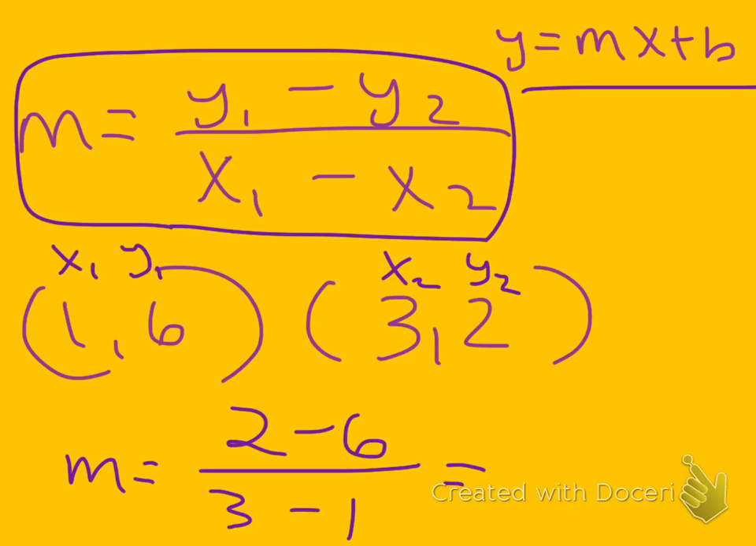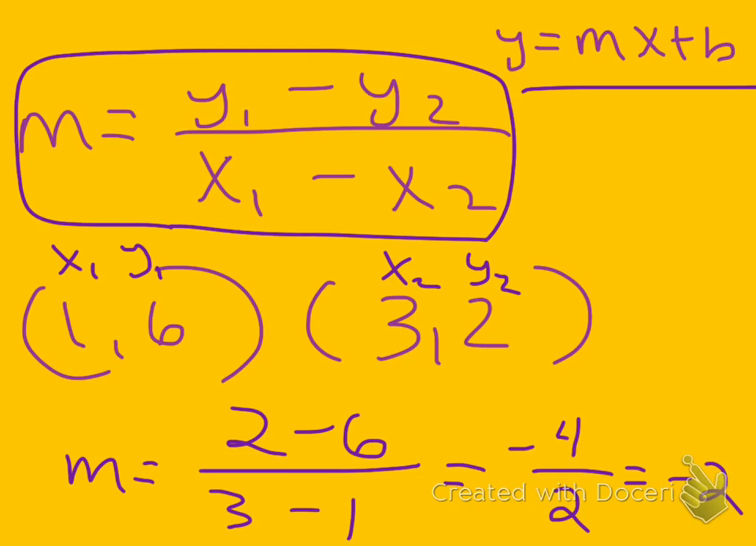When we do that, 2 minus 6 is? It'll be negative 4. Negative 4, good. And then 3 minus 1? Is 2. And make sure you reduce it. Okay, so it's going to be negative 2, just over negative 1, so it'll just be negative 2. Very good. So that's our slope, okay?